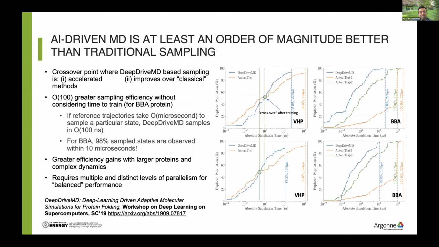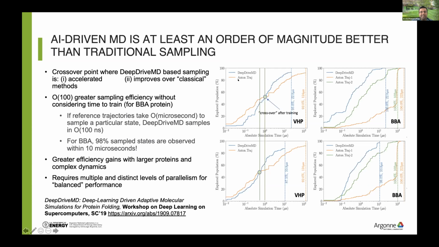And does it really help in the real world? Yes. If you were to implement this using just the file system and so on, we can see quite a bit of improvement in terms of the sampling. Here are plots that show the absolute timescales in microseconds, that is the amount of simulations that were done. And we look at the explored population of states that were sampled.